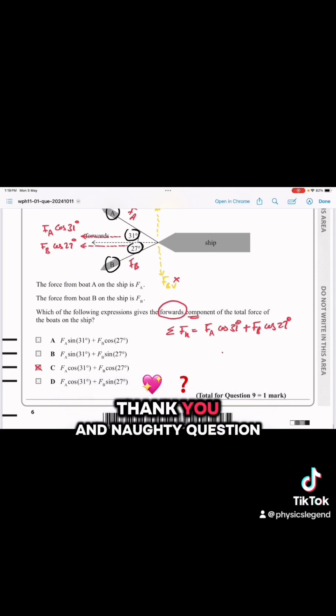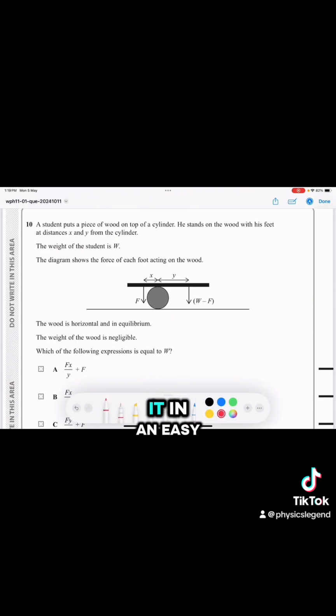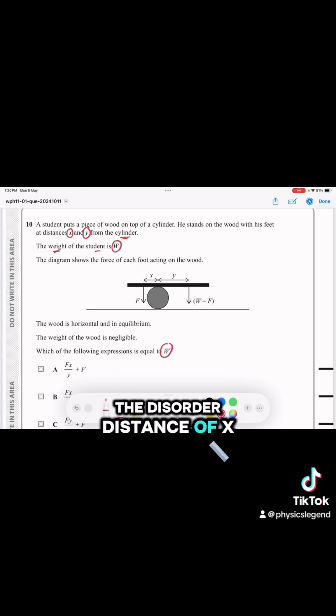Thank you. And a naughty question, but we can do it in an easy way. Just follow the steps. A student puts a piece of wood on top of a cylinder. He stands on the wood with his feet at distances x and y from the cylinder. The weight of the student is W. The examiner is asking how much the weight is. He didn't give us any number. He wants to see how much the weight is compared to the forces from both sides and the distances x and y.